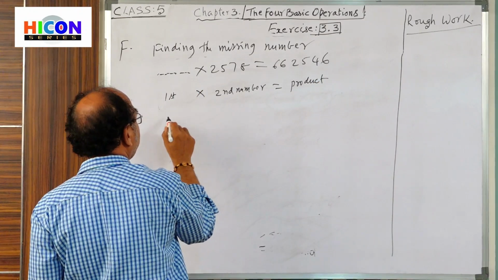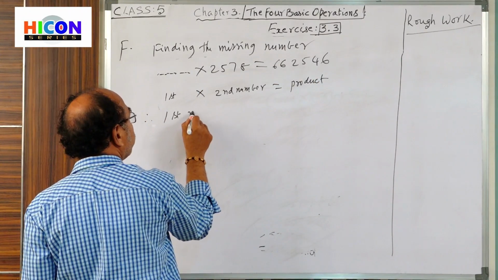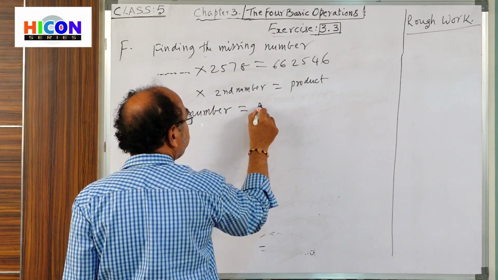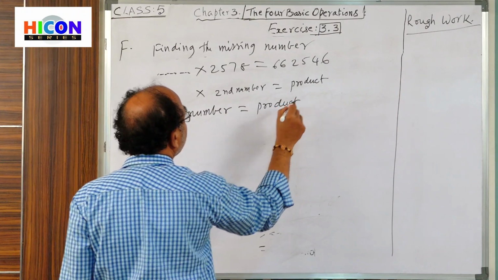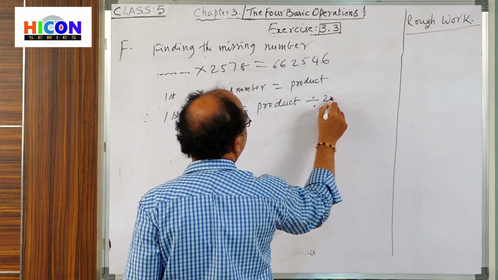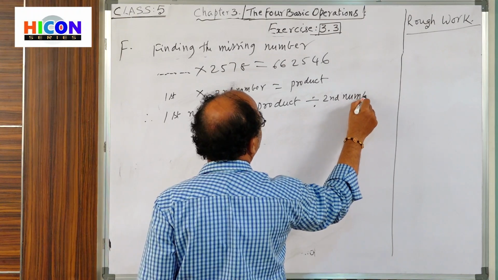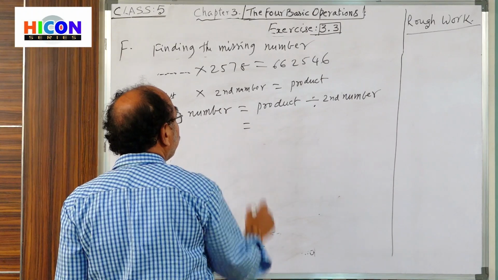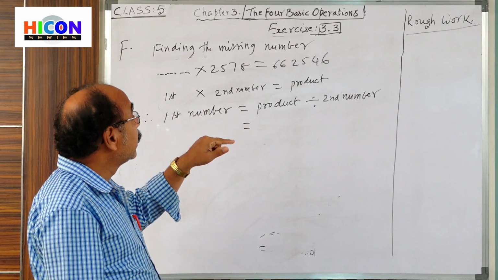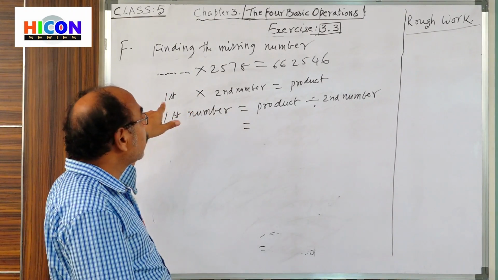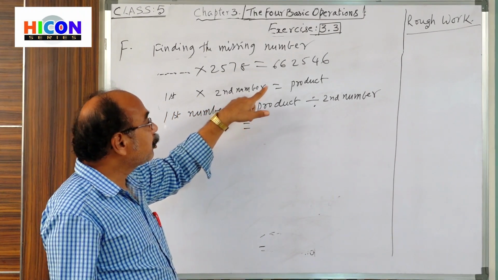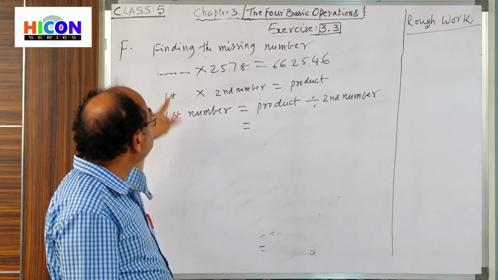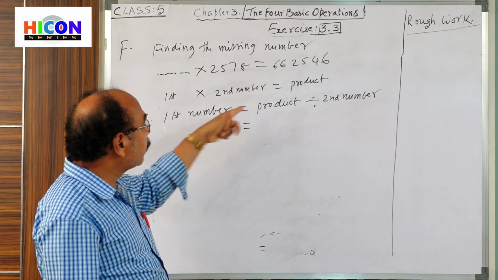So to get the first number, what we have to do? We divide the product with the second number. Okay, children. If you want to get the second number, sometimes he will ask for the second number. The first number he will give. Then second number is equal to product by first number. Here first is required. That's why first is equal to product by second number.